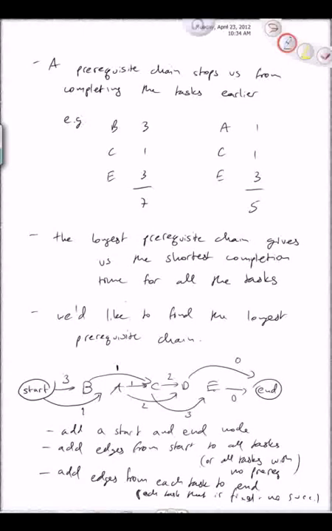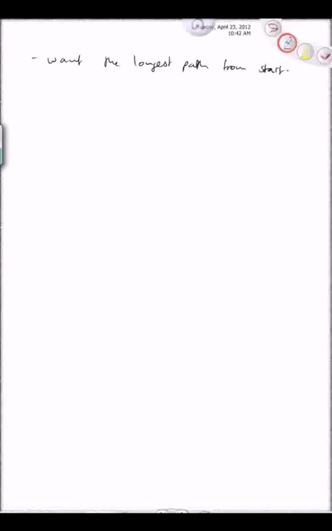So we want now the longest path from start to end in here, because that longest path is going to give us the longest prerequisite chain, which then tells us the minimum amount of time in which to complete everything. But the problem is we haven't really learned anything about longest path. The only thing that we know is how to solve shortest path. So let's see how we can try to solve this particular longest path problem with the shortest path.